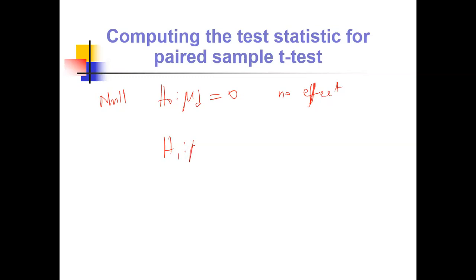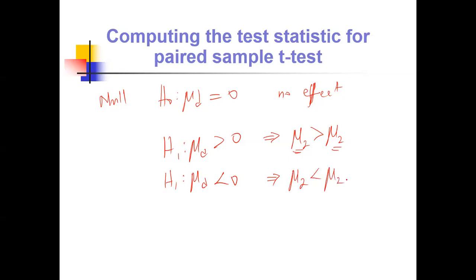So you could hypothesize that the difference is greater than 0, which implies that the average heart rate after is bigger than the average heart rate before, so you get a positive result. Or you could hypothesize that the difference is actually less than 0, in which case you are hypothesizing that the heart rate after was smaller than the heart rate before. That is when the result will be negative.